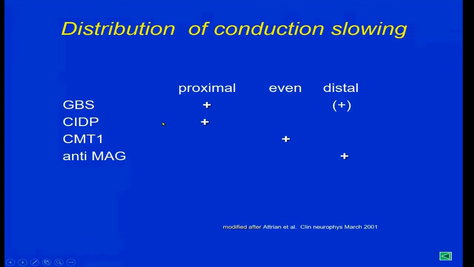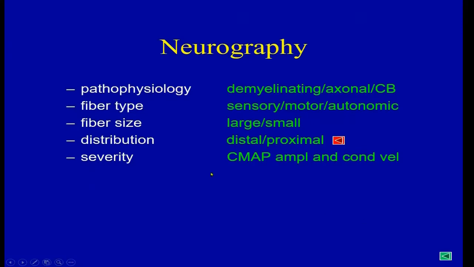The distribution, whether it's distal or proximal, has some importance because, for example, Guillain-Barré and also CIDP are typically proximal distribution, whereas Charcot-Marie-Tooth is more evenly distributed, and neuropathy with the anti-MAG has very distal involvement. And severity in terms of conduction velocity and amplitude of the CMAP.